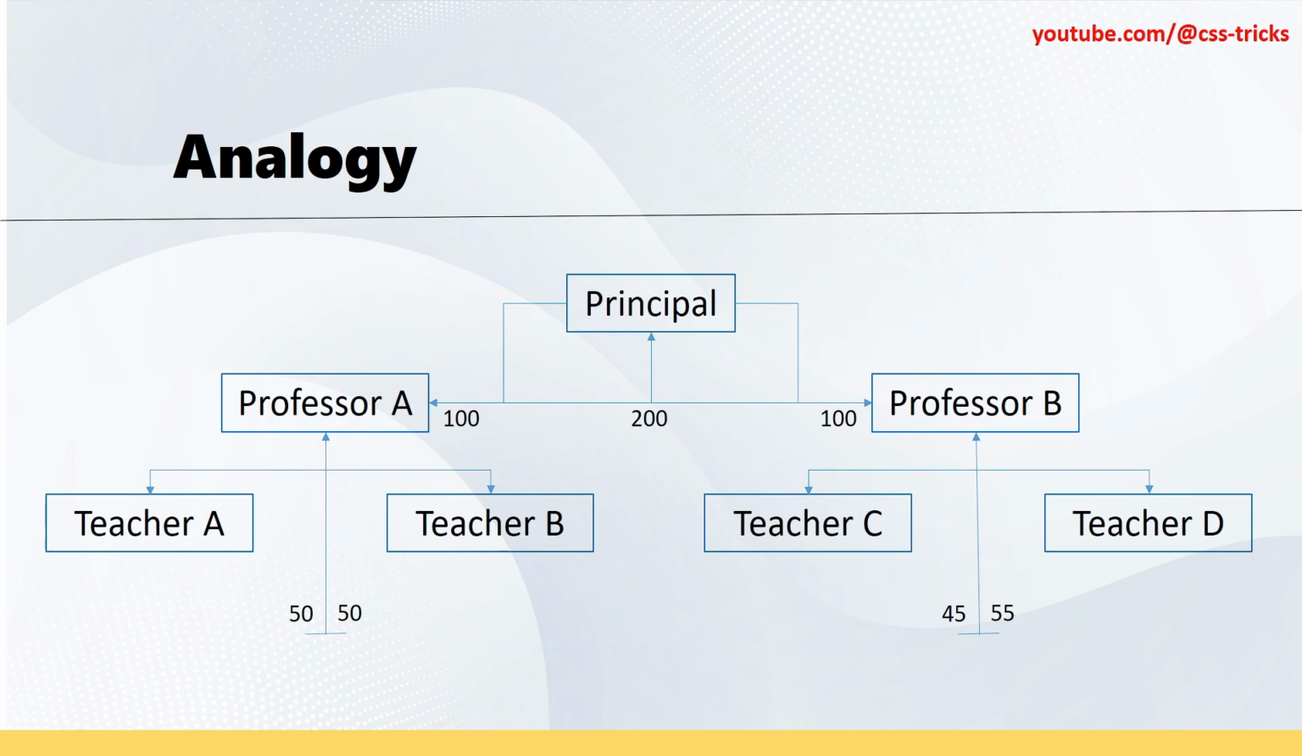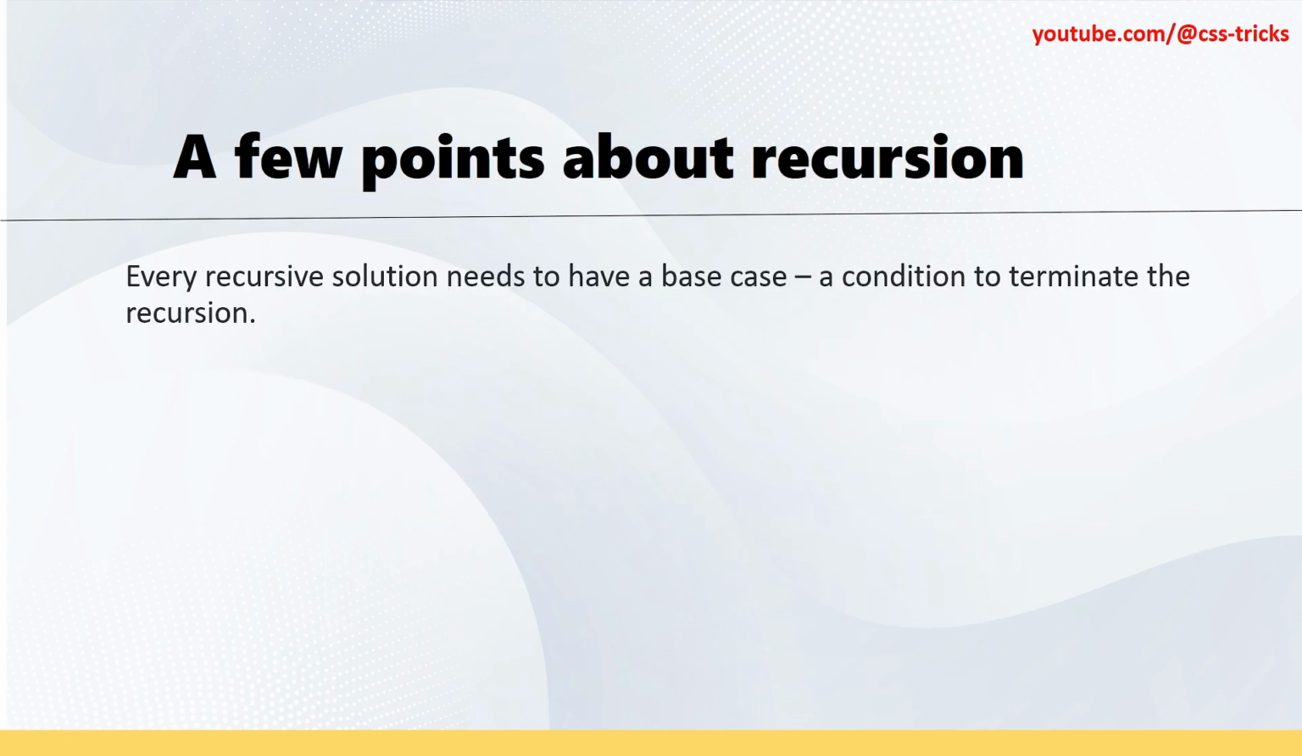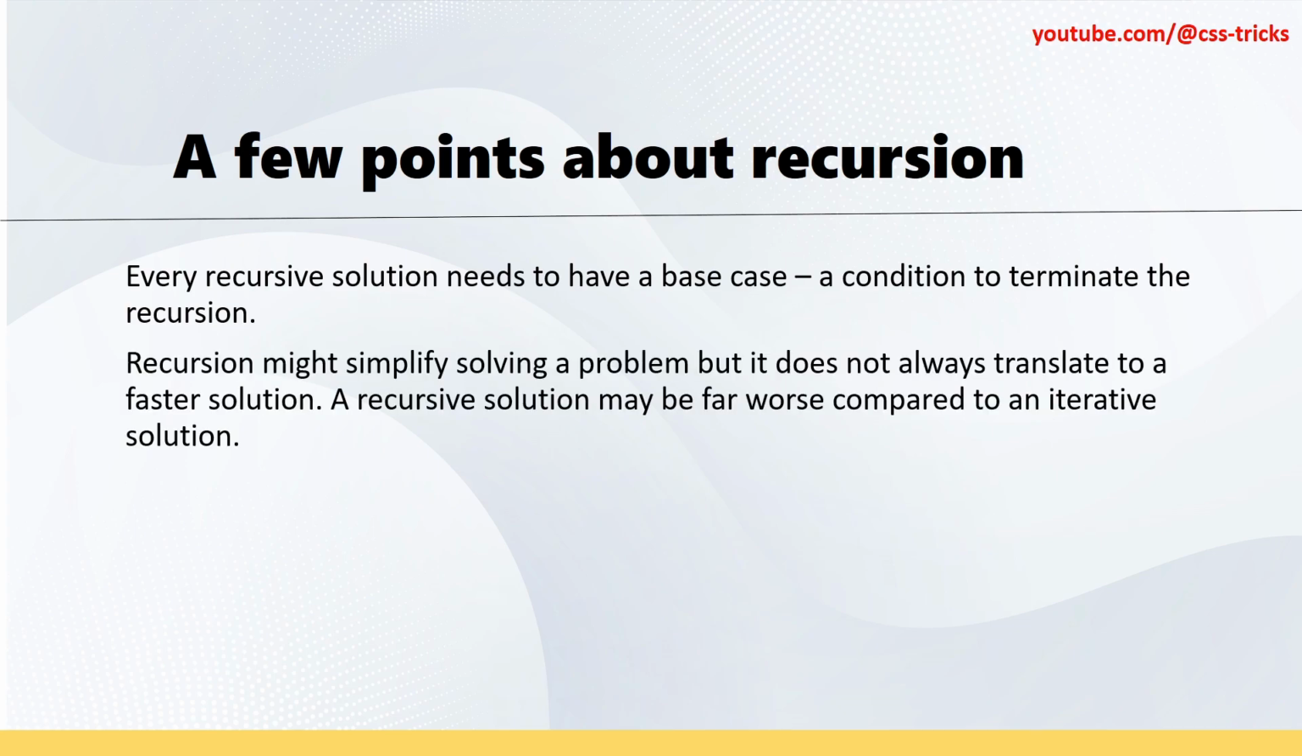Now, before we dive into solving the Fibonacci and factorial problems with recursion, here are a few points I want you to make note of. The first point is that every recursive solution needs to have a base case. A base case is nothing but a condition to terminate the recursion. If you don't have a base case, you'll have an infinite loop which can crash your program.